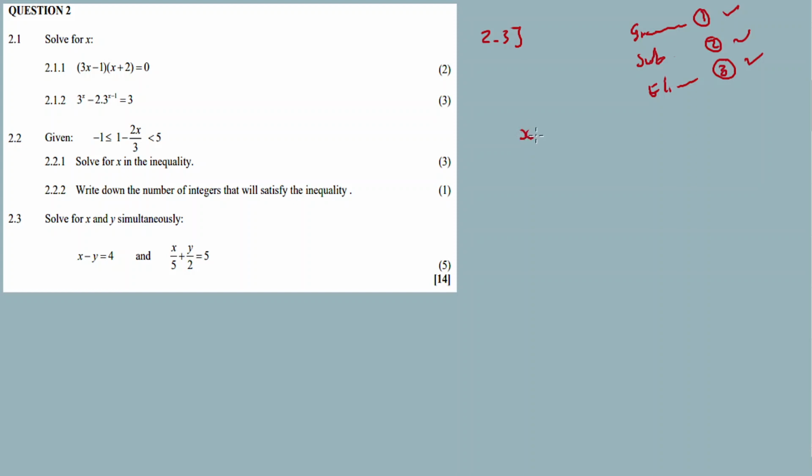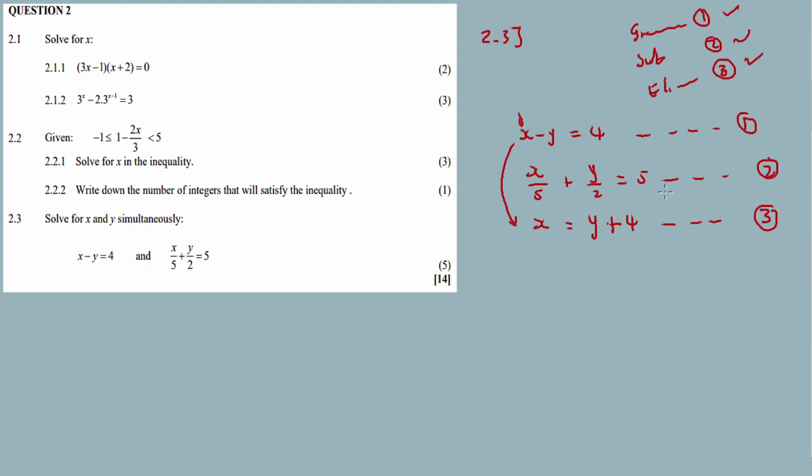So here it will be x minus y equal to 4, equation number 1. And x over 5 plus y over 2 equal to 5, equation number 2. Then you take equation 1 and make x the subject of the formula. So x equals y plus 4. The y, when it moves to the right, becomes positive. So the 4 is positive as well. So equation number 3.